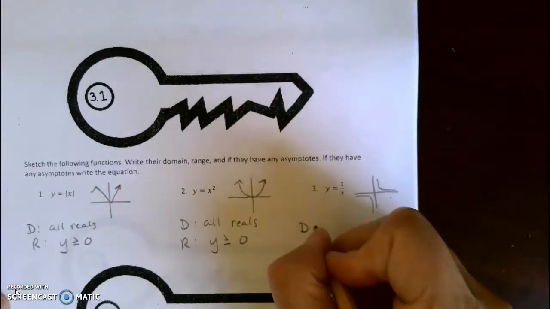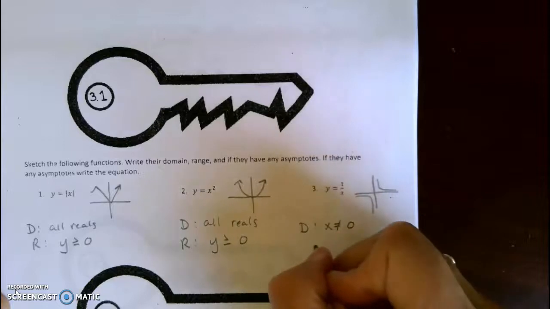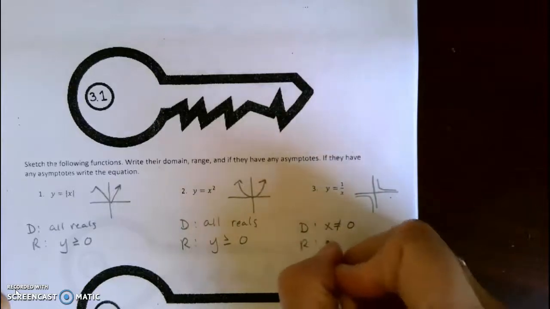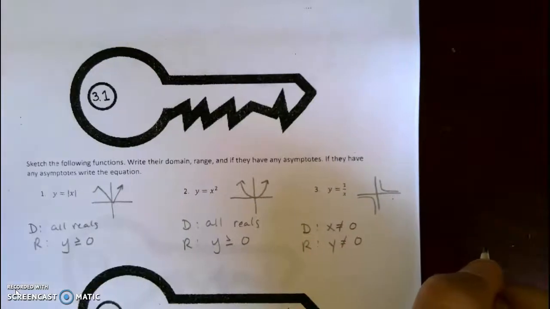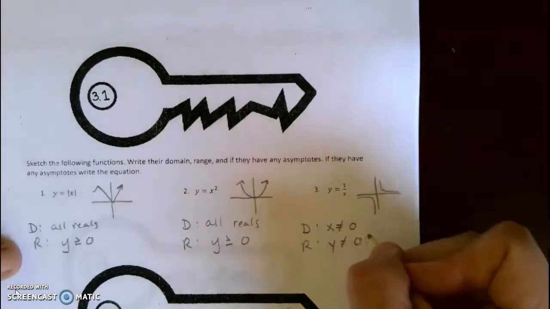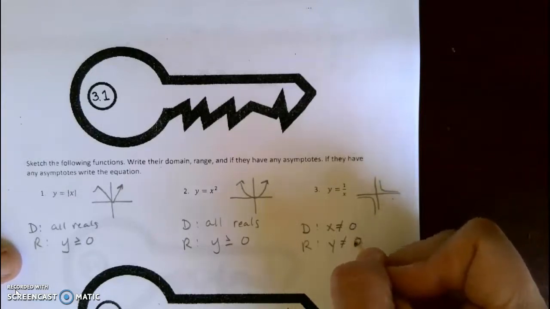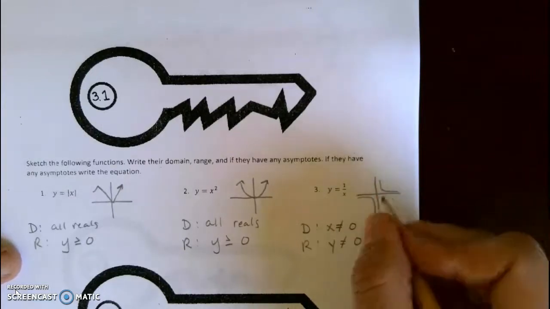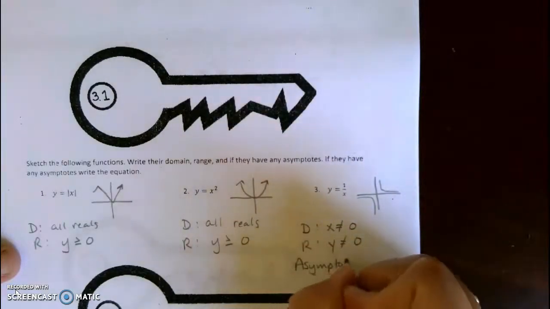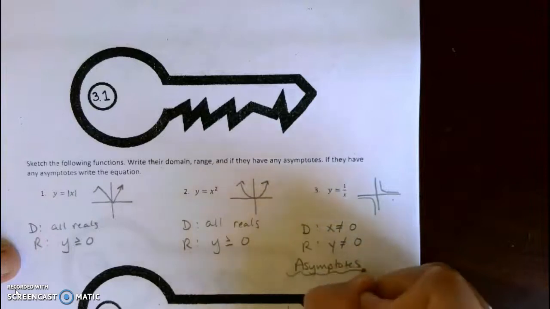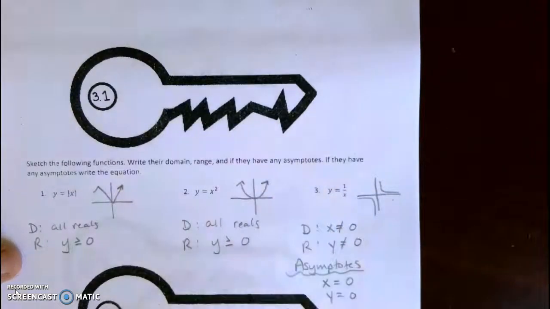Here, my domain x cannot equal 0, and my range y cannot equal 0. And it's understood then that it can be anything else. But because x and y have this stipulation here, we have asymptotes. So this is the one graph that has asymptotes at x equals 0 and y equals 0.